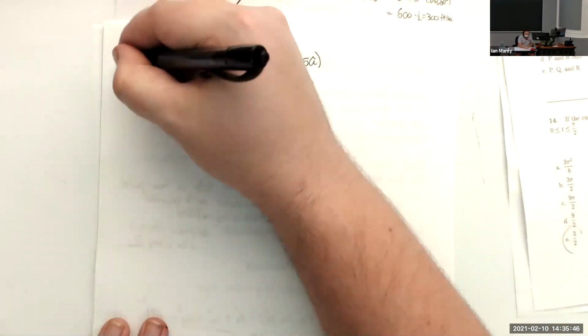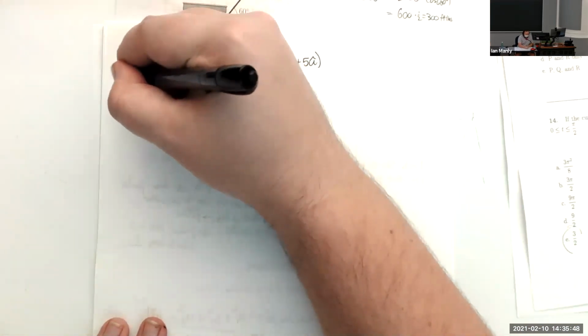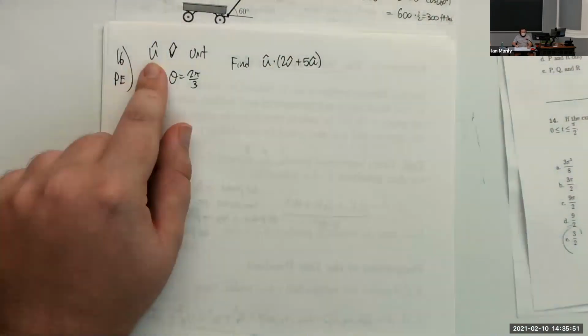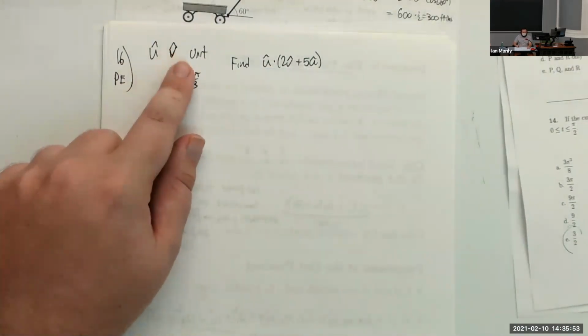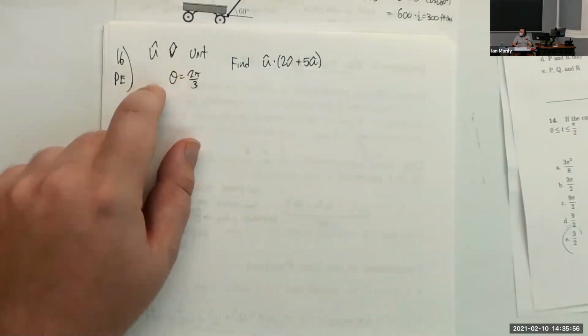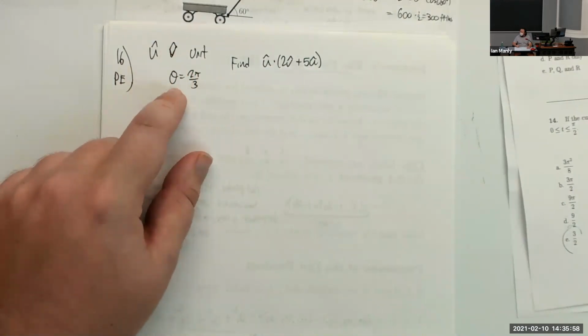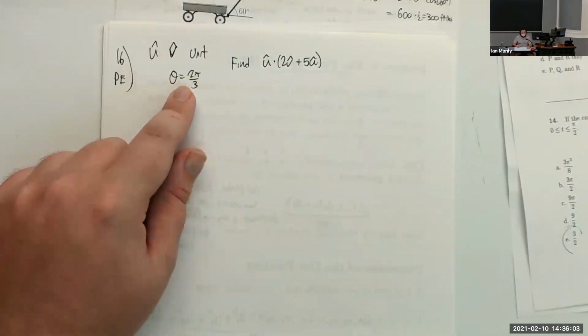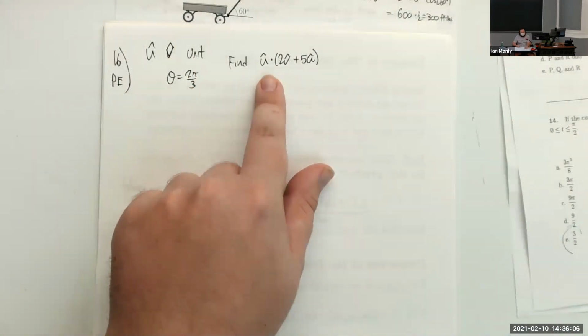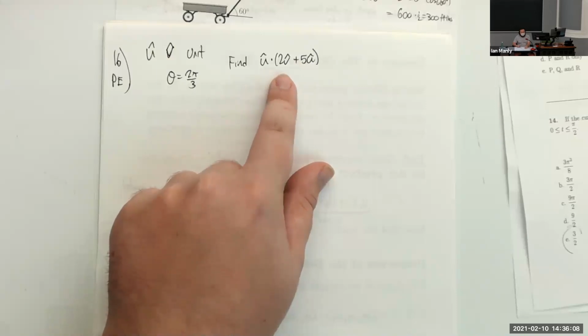All right, so for those of you who aren't in the audience, this is number 16 on the practice exam. And this question is letting you know that u hat and v hat are unit vectors, meaning they have a magnitude of 1. And they're also saying that the angle between these two vectors is 2 pi over 3. So we're going to call that theta. Now, what they want us to do is find u hat dot 2v hat plus 5u hat. And they never gave us specifically which vectors these are. So we have to use some other information in order to do this.